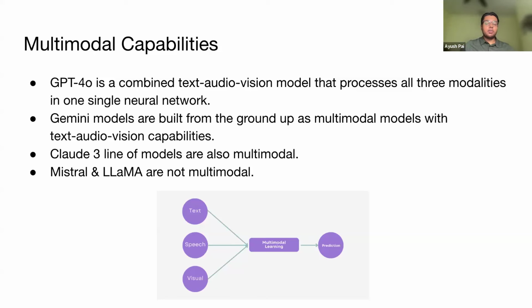Gemini models, that was their whole goal from the beginning as well. They were built from the ground up as multimodal models with text, audio, and vision capabilities. You can see from the GPT-4o demo on Monday how quickly it was able to respond to voice commands and understand what your camera sees. The Claude 3 line of models are also multimodal. Mistral and Llama are currently not multimodal, but it'll be really cool to see open source multimodal models. There are a couple out there, though I'm not sure how good they are, but it would be cool to see them from Llama and Mistral as well.